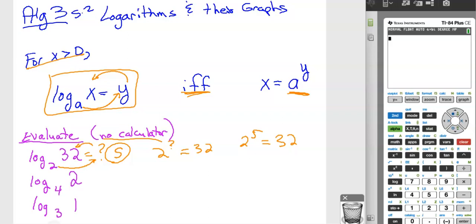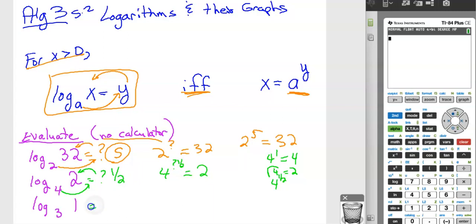Well, this one right here, 4 to what power equals 2? Well, I know that 4 to the 1st is 4, so it's got to be smaller than 1. I know the square root of 4 is 2. I also know the square root of 4 is the same as the 1/2 power. So 4 to the 1/2 power equals 2.